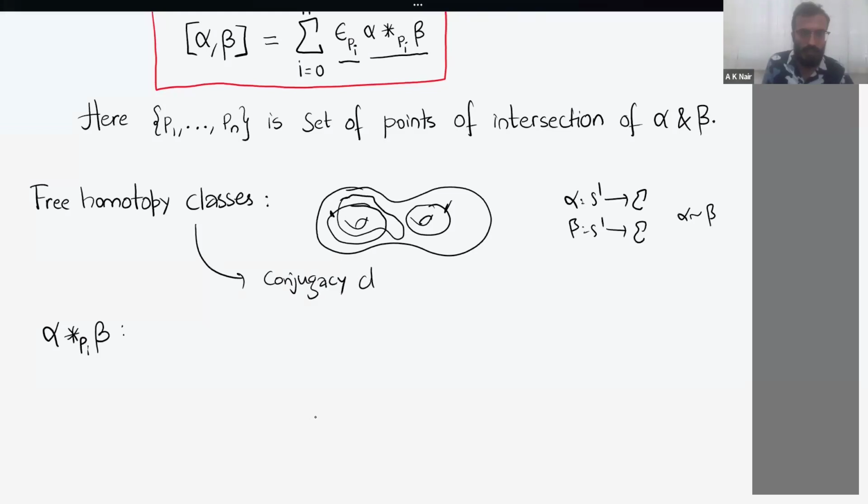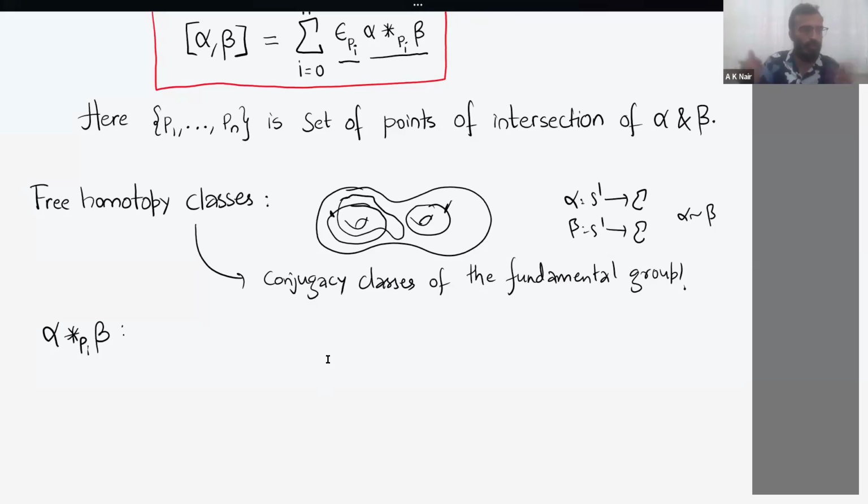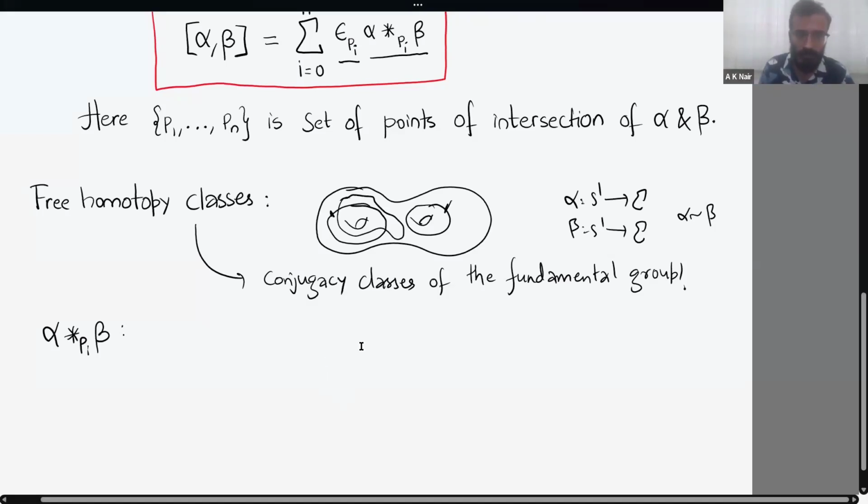Conjugacy classes of the fundamental group. That is, every free homotopy class is given by a conjugacy class of the fundamental group. These are all not very difficult to see, because changing a base point is just conjugating by a path. So these are the free homotopy classes.